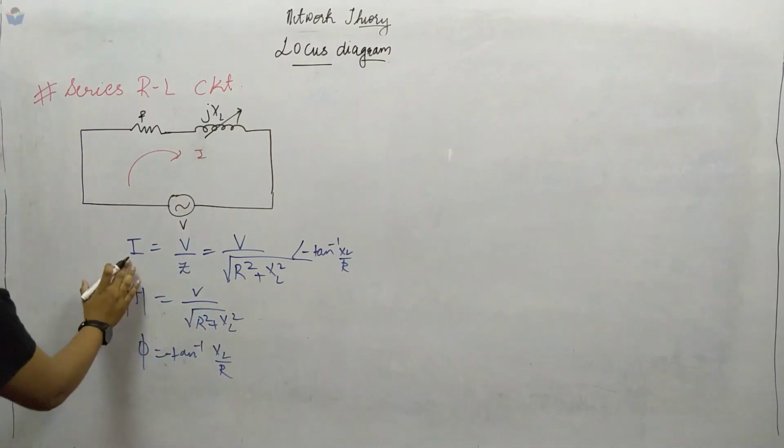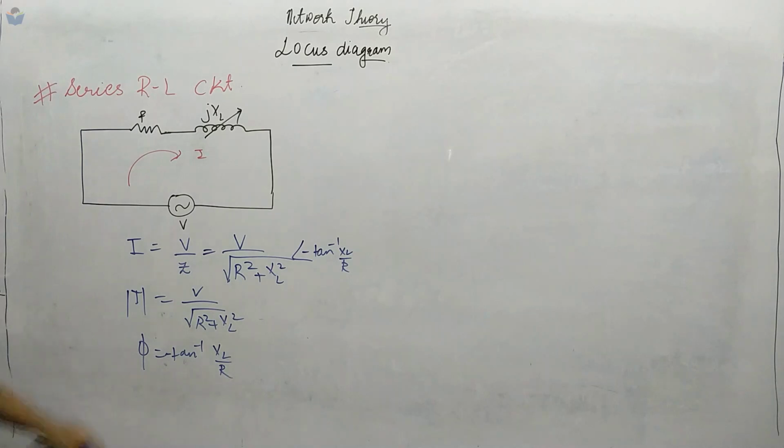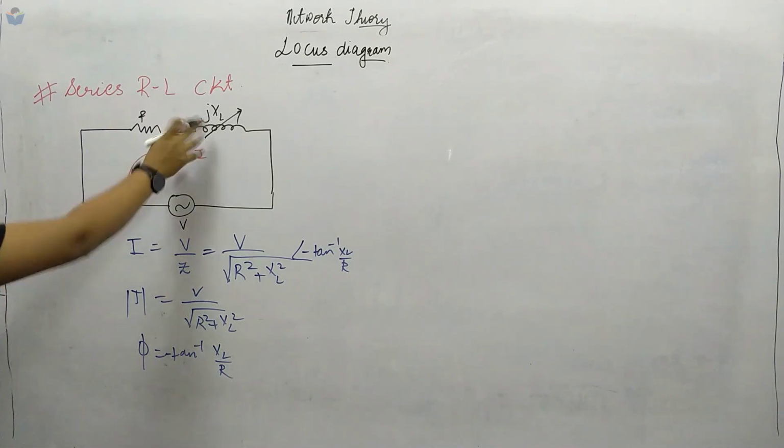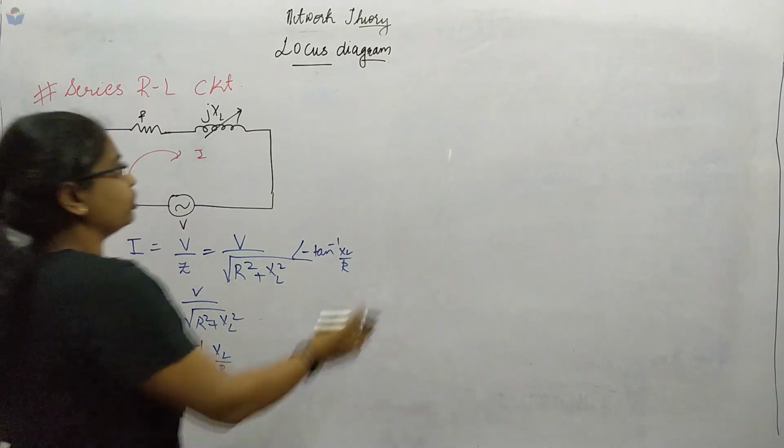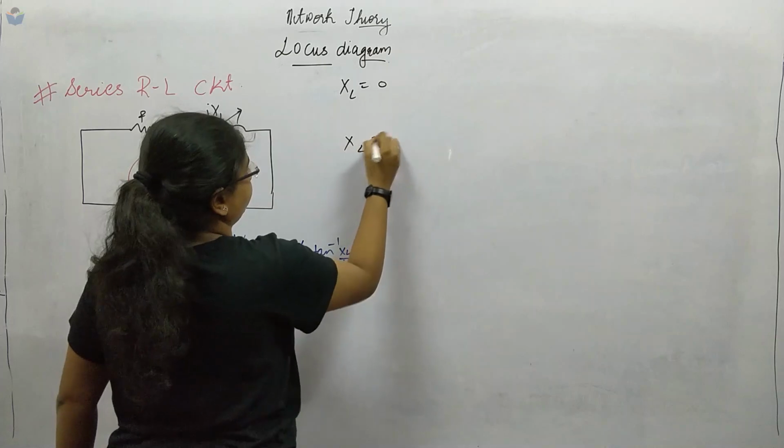Because I is equal to V by Z, there is no change in the impedance here. The magnitude also has no change, and in angle also there is no change. What is the change? Only we are varying XL instead of R. So we have to vary XL from 0 to infinite.